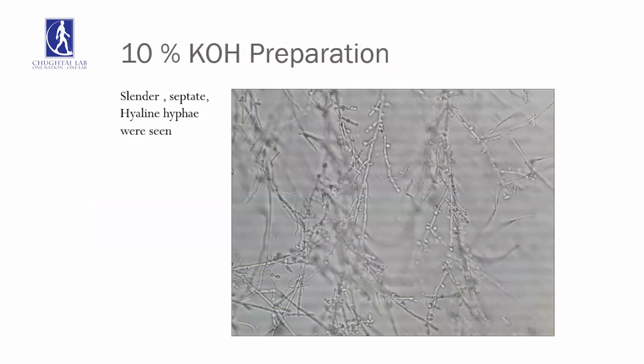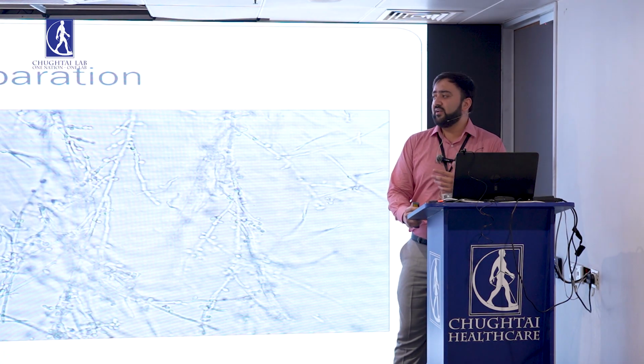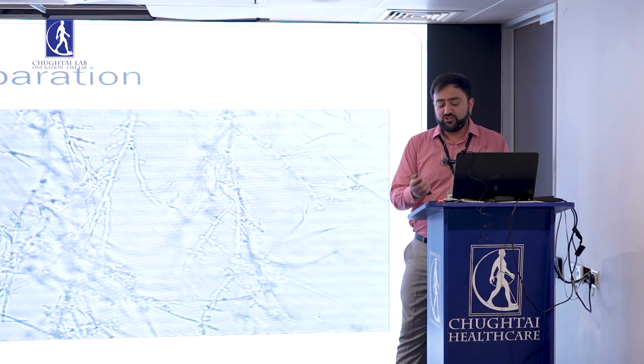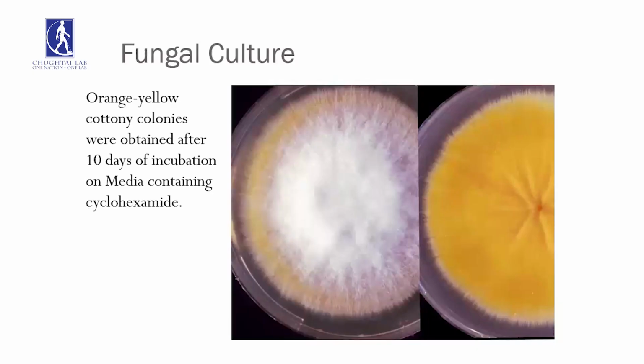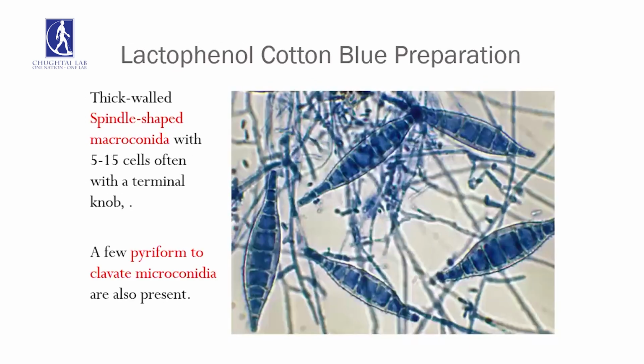And on the KOH preparation, you can see slender septate hyphae. So these indicate fungal hyphae, and these are indicative of a dermatophyte infection. So on the fungal culture, orange yellow to cottony colonies of fungus were obtained after 10 days of incubation on selective media containing cycloheximide. So a lactophenol cotton blue preparation of the fungal colonies was made, and on the lactophenol cotton blue preparation, thick walled and spindle shaped macroconidia with 5 to 15 cells were seen.